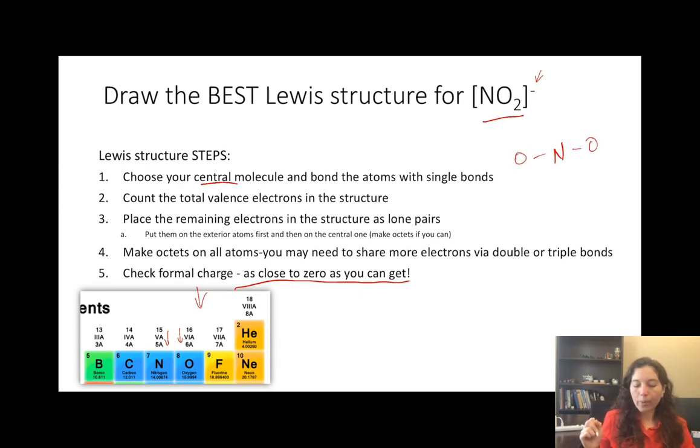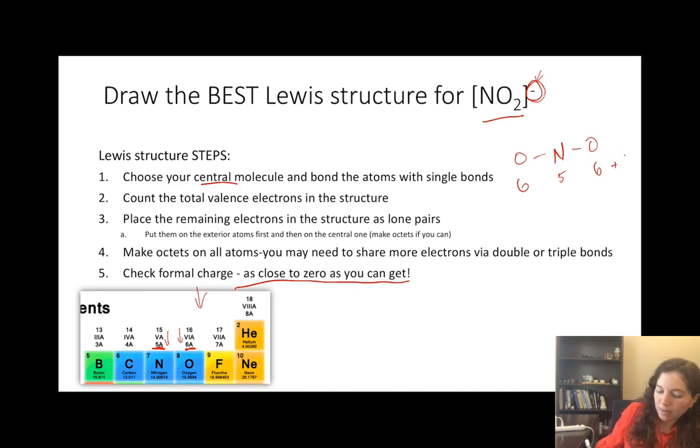Now we need to calculate our total electrons. Nitrogen is in group 5, so it's going to contribute 5. Oxygen is in group 6, so it's going to contribute 6 each, and the negative charge is going to add an extra 1. So add all these together. We end up with 18 total electrons. So we're going to place these around the structure. Right now we have 4 electrons already on the structure, so I'm going to take those away. It's going to leave us with 14 electrons to place.